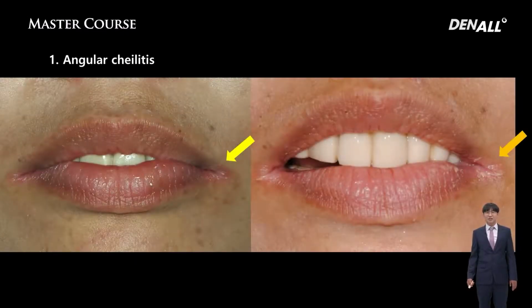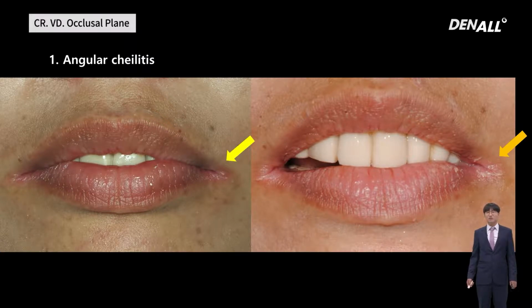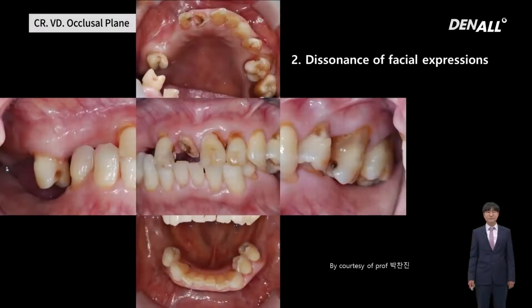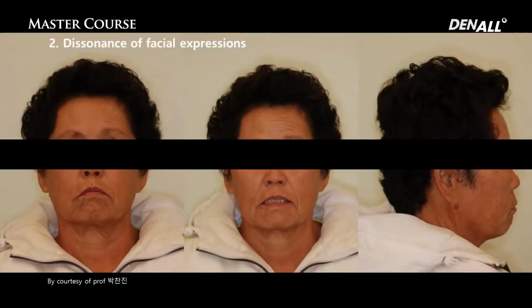Because of it, saliva can be retained and the fungus can grow. And restoring the vertical dimension would take a lot of time. Fortunately, the patient's angular cheilitis improved very much. If you look at here, VD is lost. The case is by courtesy of Professor Chanjin Park. Dissonance of facial expressions is observed. With the recovery of VD, facial expressions will improve. It means VD is directly linked to aesthetics.